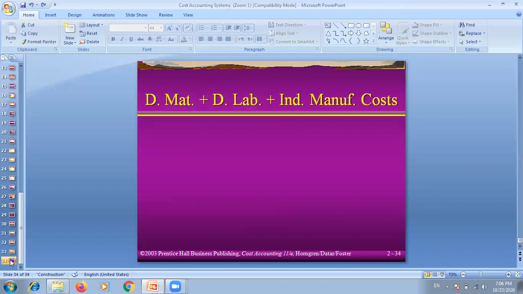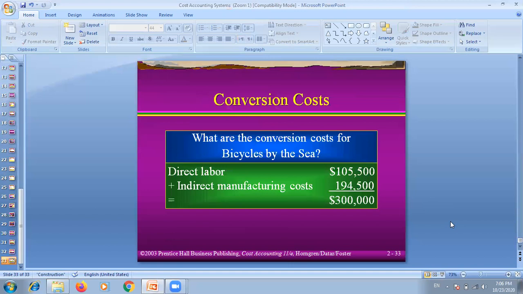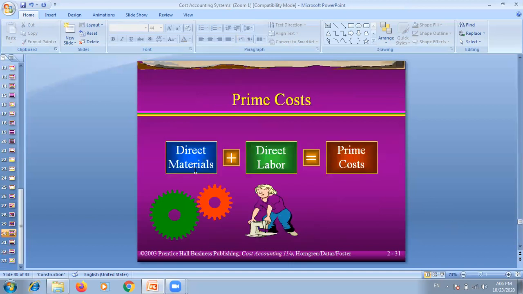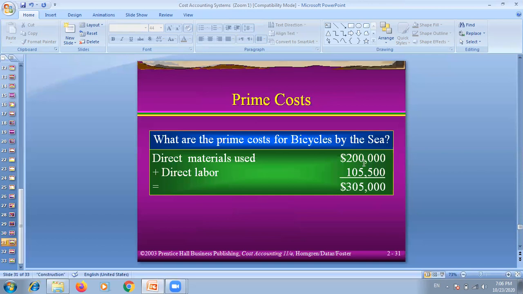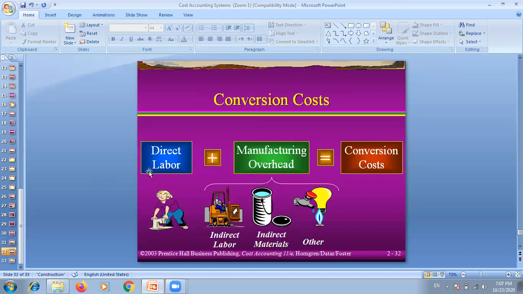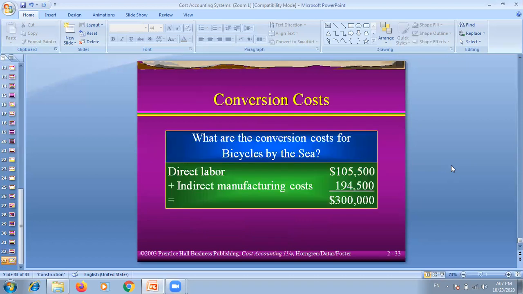Again, we are not in need of this slide now. We can delete it. I have prime cost. Prime cost means direct material and direct labor only. If I add the 200,000 of the bike company or manufacturing firm with the direct labor 105,500, I get 305. This is called the prime cost, direct material and direct labor. But if I add direct labor with manufacturing overhead, these two items of cost we call the conversion cost. Why do we call it conversion cost? Because these are the two items that convert the direct material to finished product. This is direct labor and indirect manufacturing cost, 300.